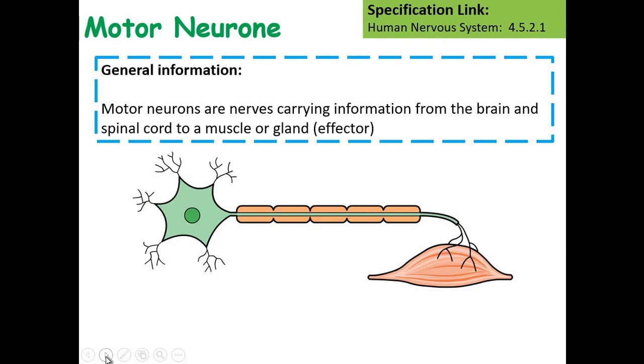Motor neurons are nerves carrying information from the brain and spinal cord to the muscle or gland. We call the muscle or the gland the effector because it brings about the response. We have stimulus and response. In the example we're using, that sensory information has gone up our arm to the relay neuron, and now back down the motor neuron. We can think of motor as in movement, and in this case, the motor neuron will synapse with the muscles in my arm and my hand to allow me to drop the plate. And of course, all this happens very, very quickly indeed.